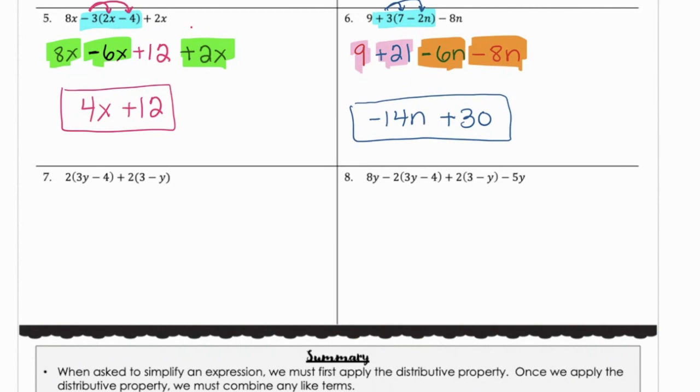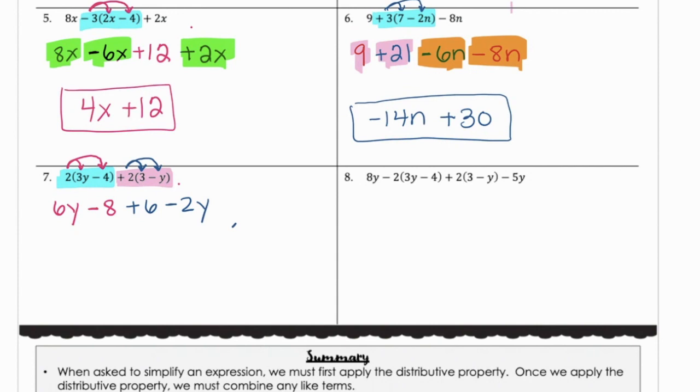So for number 7, identify your distribution first. I have distribution here, but also a distribution here. So this is a double distribution. So I'm going to start with the blue. Let's distribute that 2 to the 3y, 6y, distribute the 2 to the negative 4, negative 8. Now I'm going to do it again. Distribute the 2 to the 3, positive 6. Distribute the 2 to the negative y, negative 2y.